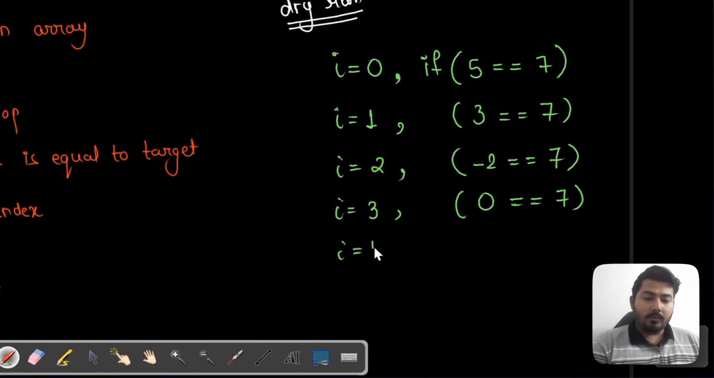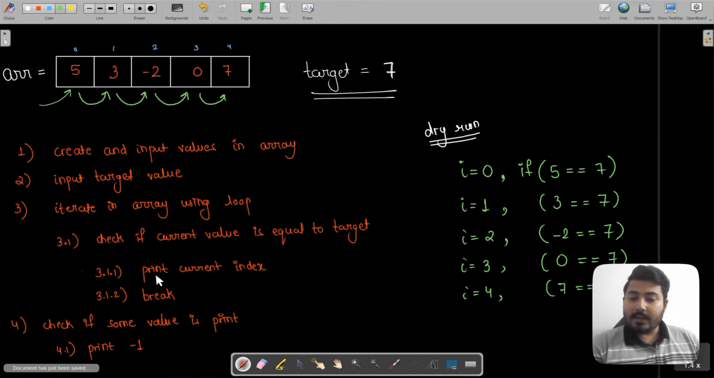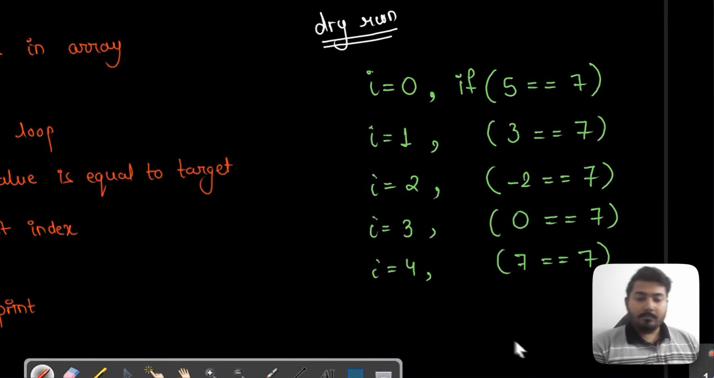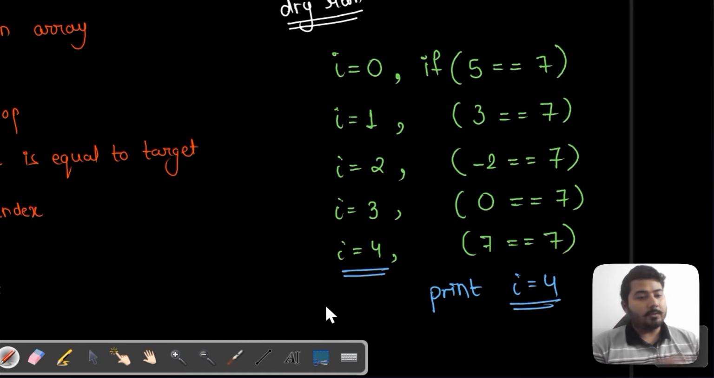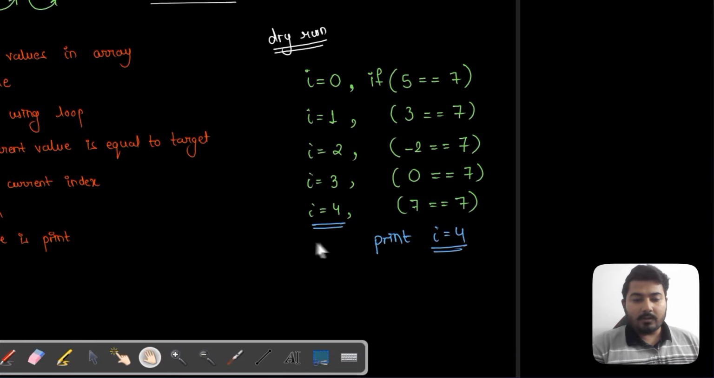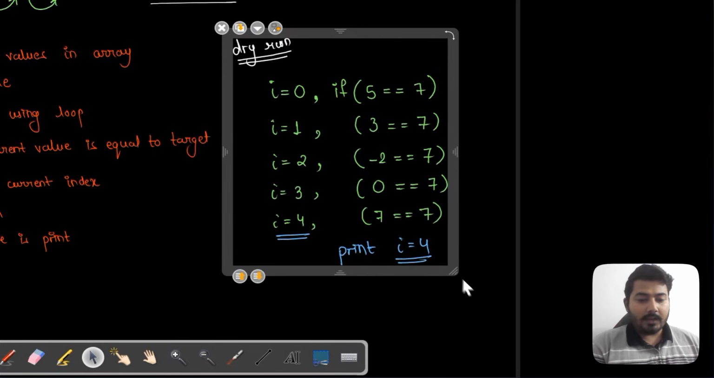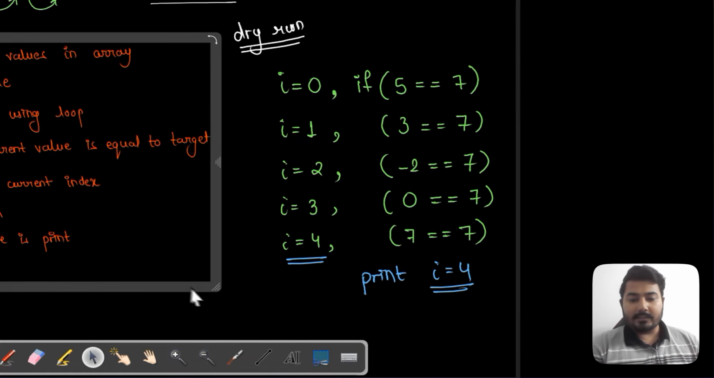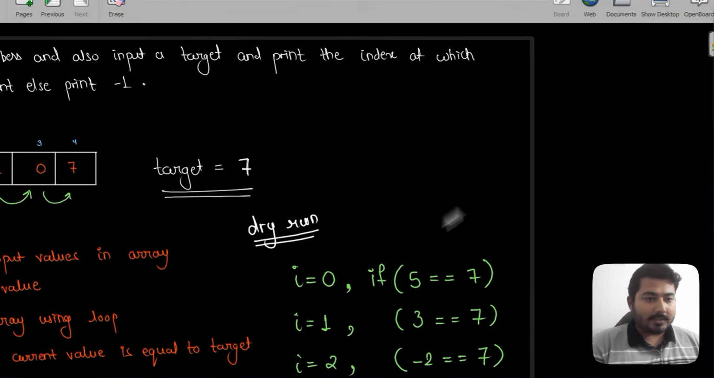You will check at I equal to 4. Is this current value equal to your target? Yes. Right here you found out the current value is equal to your target. That's when you will simply print. Print what exactly? The index, which is I equal to 4. This is the value which you will print and simply end the process. That is what a small dry run will look like. Always make sure to write down these things whenever you are practicing. So if you understood the concept, let's just write down the code as well.